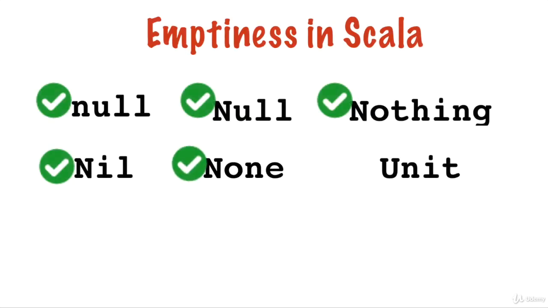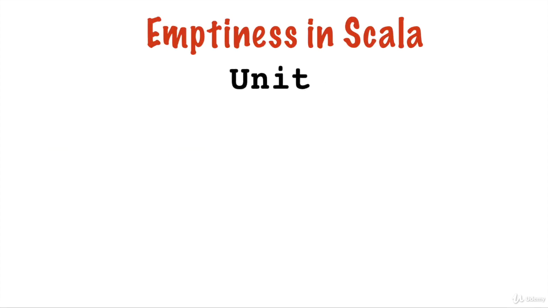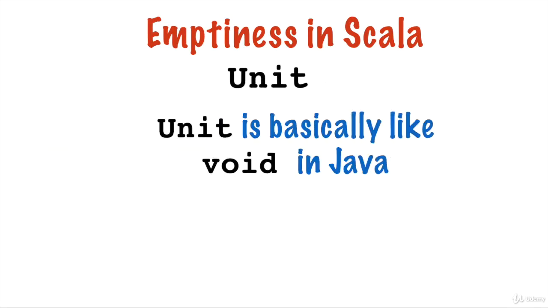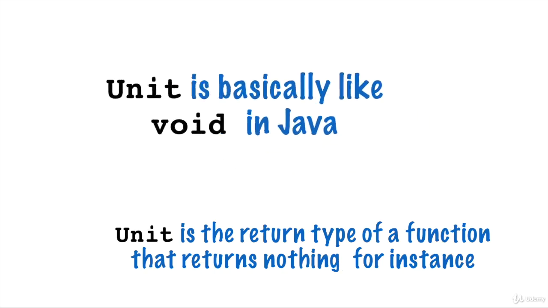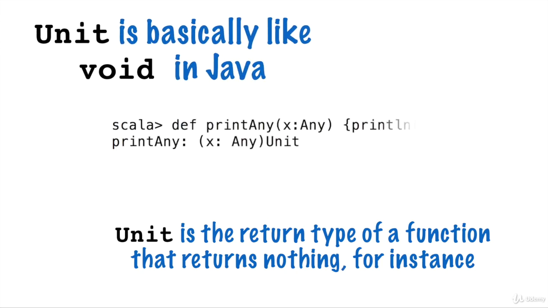And last up, but worth talking about all the same, is the keyword Unit. Unit is actually pretty simple to understand. Unit is basically the same as void in Java. If you have a function which doesn't return anything, well then you mark the return type of that function as being Unit. Here's an example on screen. Here is a function which just prints a value to screen. It doesn't return anything, and Scala knows, it indicates that its return type is Unit.